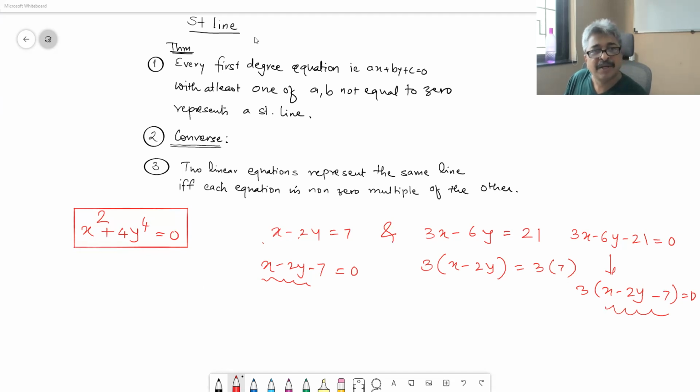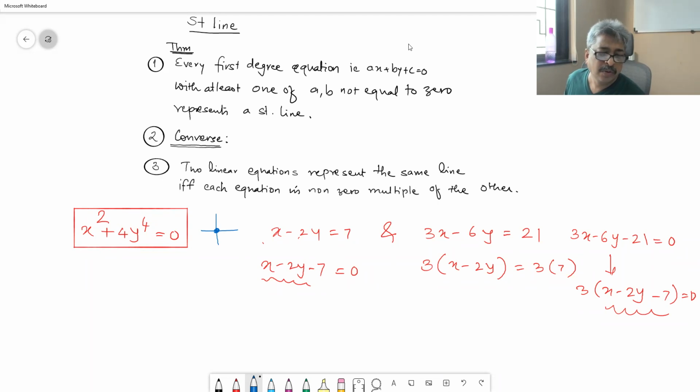Okay. Tell me, what is the solution set of that? Only (0, 0) will satisfy this particular equation, and therefore the geometry of this equation is the origin.